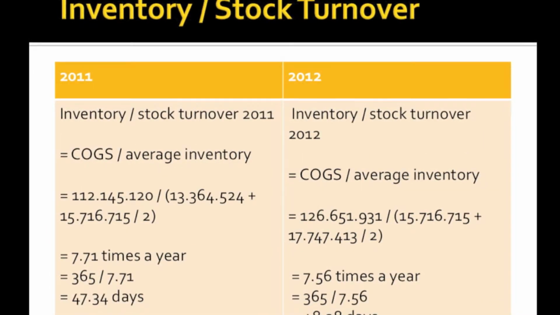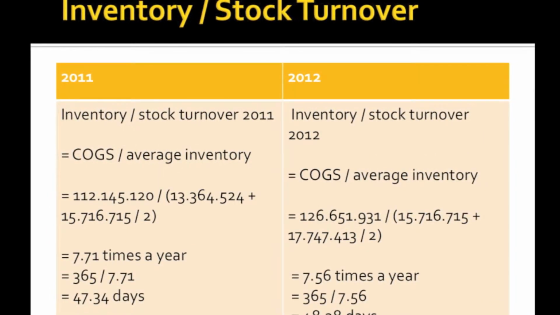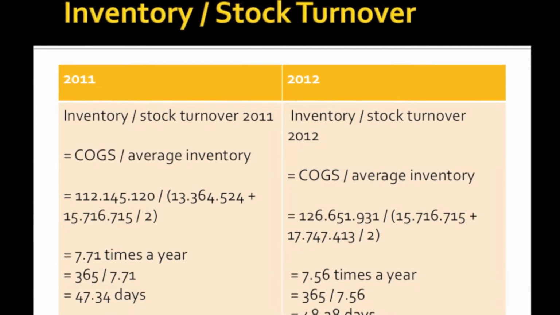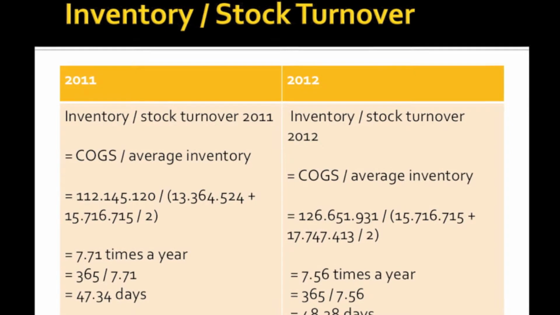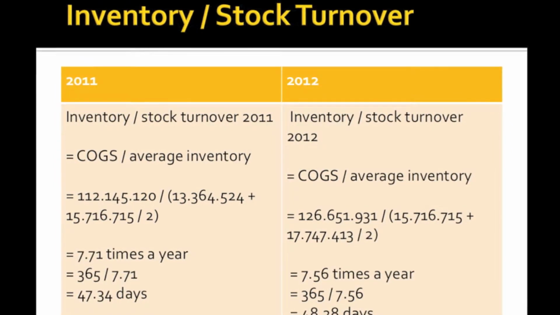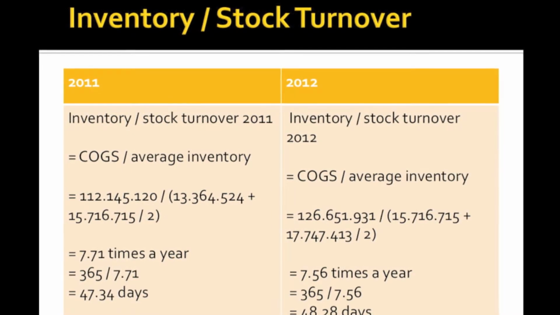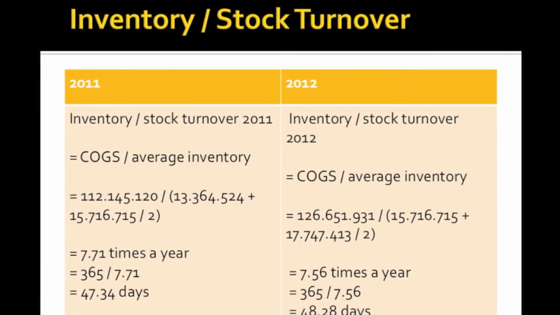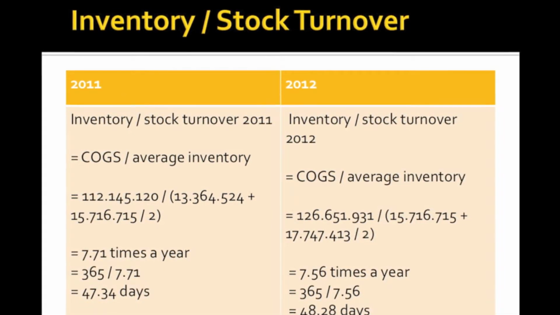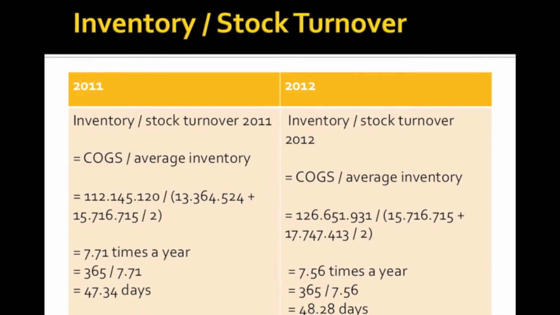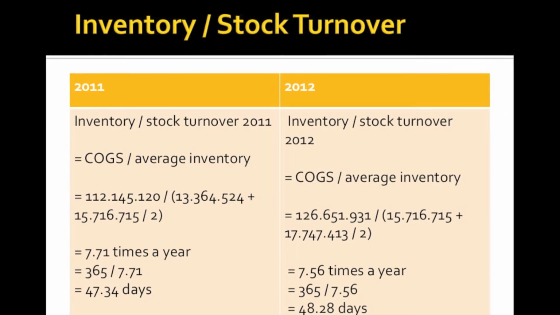In 2011 the inventory turnover was 47.34 days, and annually was 7.71 periods, while in 2012 it was 48.28 days, or 7.56 annually. This means that there is a decrease of average stock, and an increase in goods sold. This shows Samsung has been doing aggressive marketing efforts through promos, flyers, and so on.